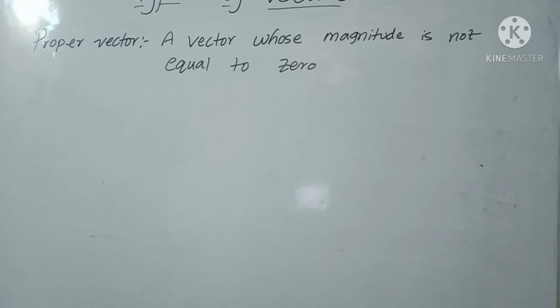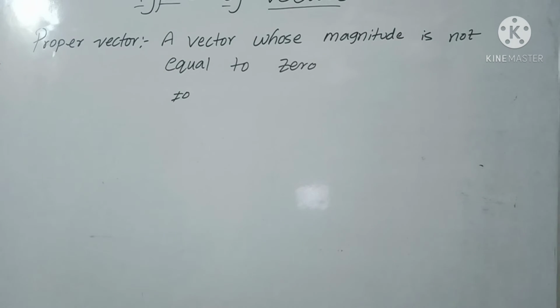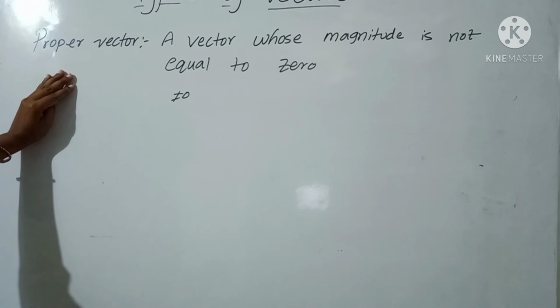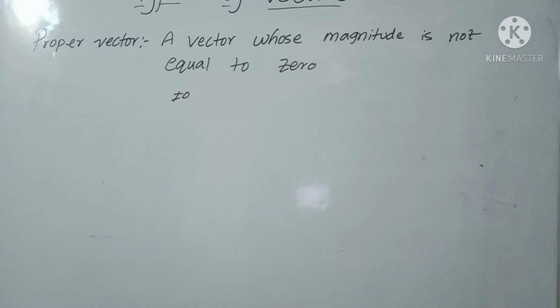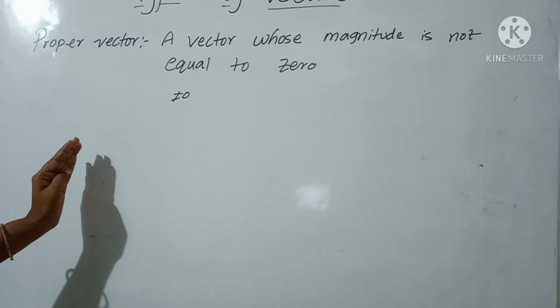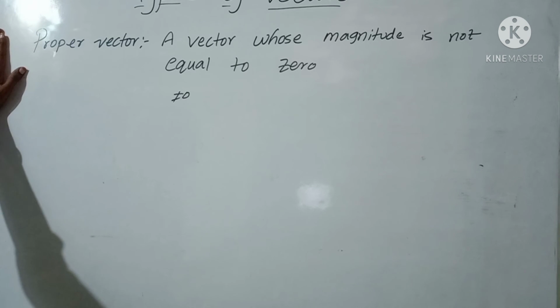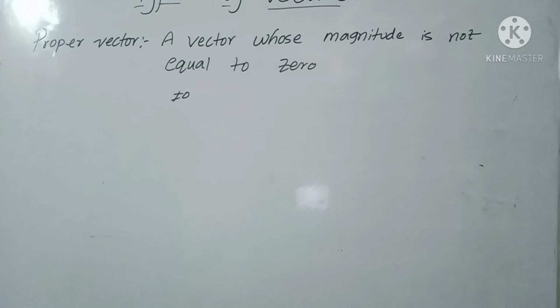Next one, proper vector. A proper vector is a vector whose magnitude is not equal to 0. That means all vectors we can call proper vectors except the null vector, because the null vector has 0 magnitude, right? So not considering the null vector, all remaining vectors, like like vectors, unlike vectors, co-initial vectors, co-terminal vectors, come under proper vectors. Every vector is a proper vector except the null vector.